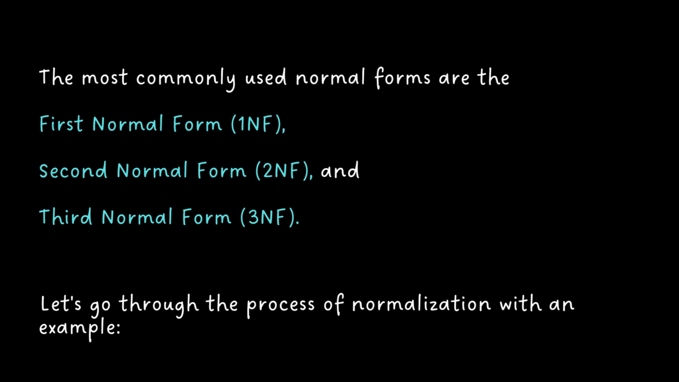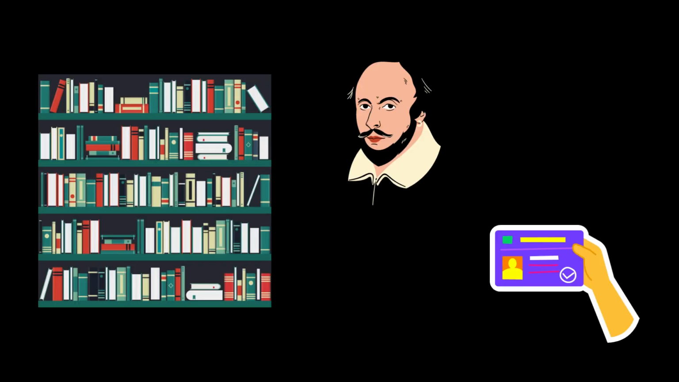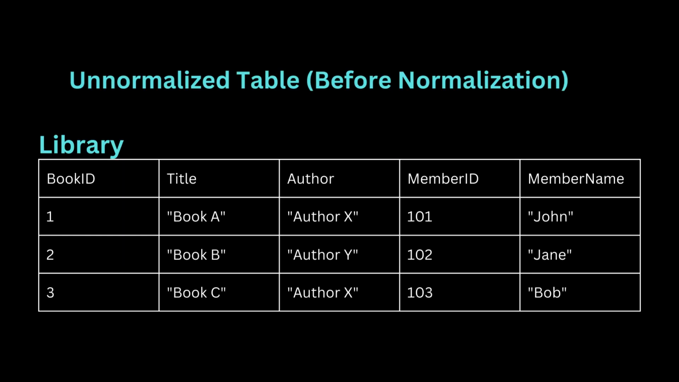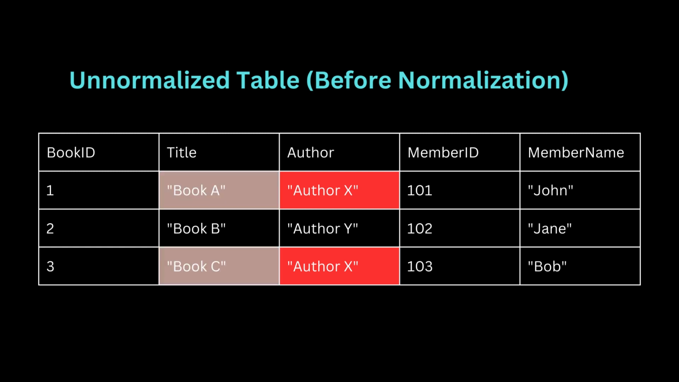Let's go through the process of normalization with an example. Consider a simple database for a library. You want to keep track of books, authors, and the library members who borrow books. Initially, you have all this information in a single table called library. In this unnormalized table, there is data redundancy. For example, author X is repeated, and the same author is associated with multiple books.